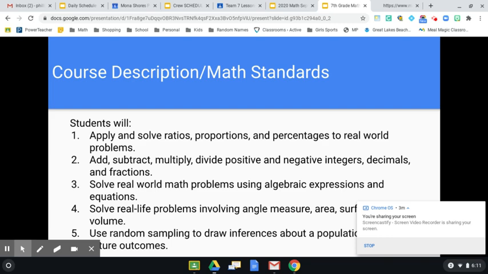Number 5, use random sampling to draw inferences about a population and future outcomes. So this is about probability and data and statistics. That'll be the very end of the year. And that will be in number 5, actually something you haven't learned much about at all. You don't do probability in 6th grade. And as far as the data and stats, you probably did a little bit with mean, median, mode, and reading graphs last year, but probably not enough. So we will look at that more intensely at the end of this year.